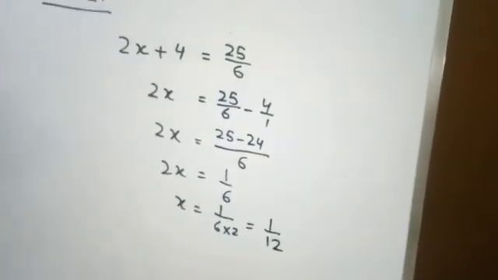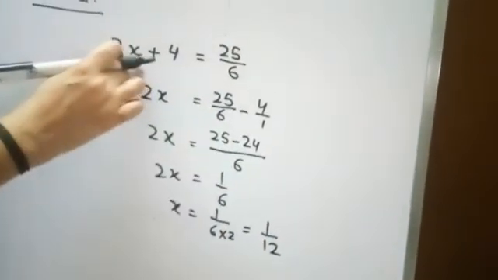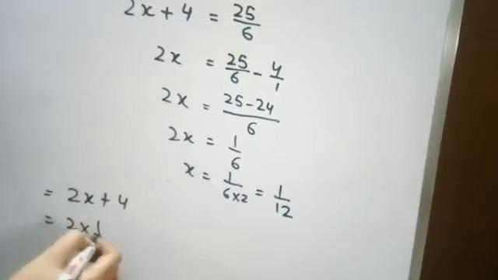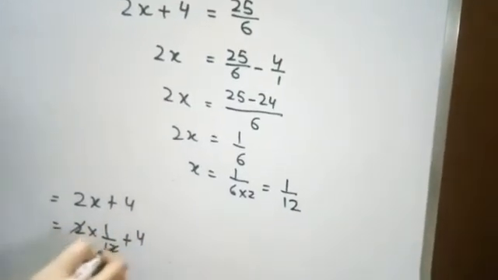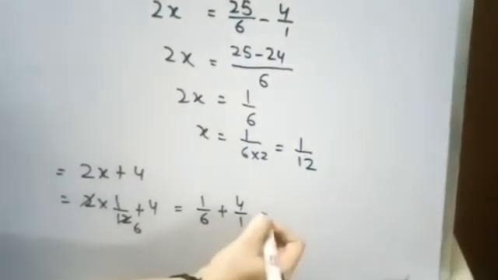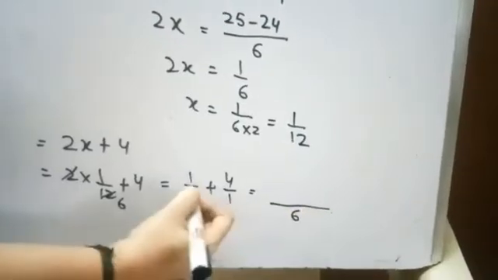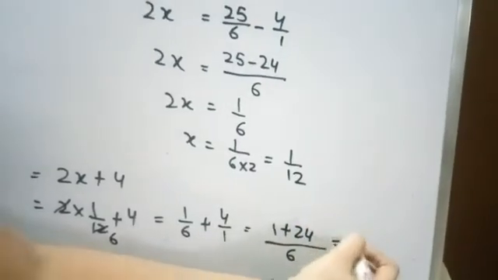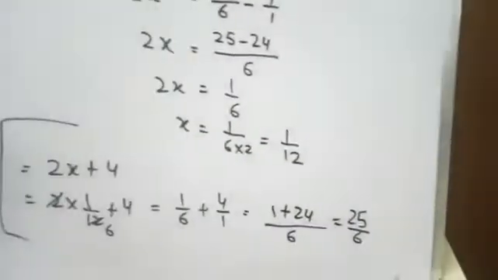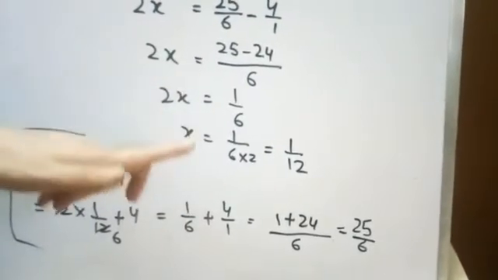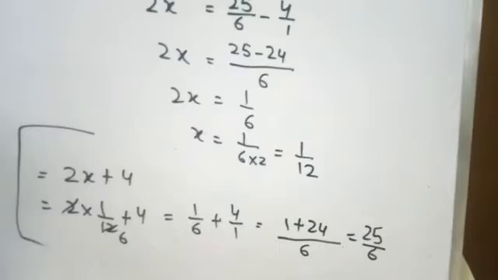And now how to check, to interpret it? Just put this value in the equation: 2x plus 4. The value of 2 into 1 by 12 plus 4. 2 sixes are 12, so 1 by 6 plus 4 by 1. We have to take the LCM. The LCM of 6 and 1 is 6. 6 divided by 6, 1 multiplied by 1; 6 divided by 6 multiplied by 4, 24. And the value is 25 by 6. This is just optional, if you want to check that the value of the solution x is correct, you can do it. Otherwise it is not necessary to show it in the question.